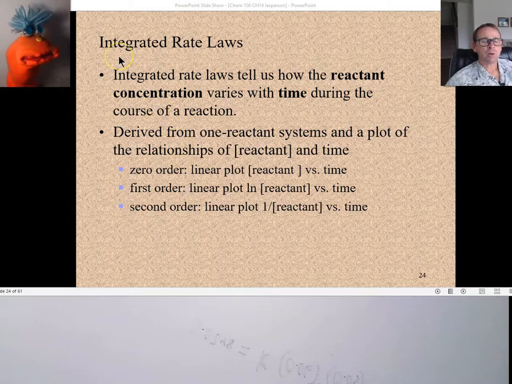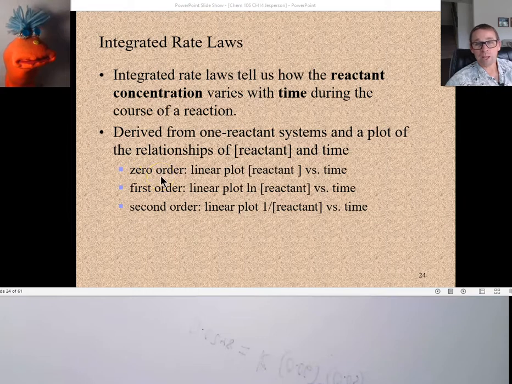So we would also like to what we call integrate the rate laws so that at any given moment of time we can identify how much of the given reactants are left in a chemical reaction. All right, and we can do this.